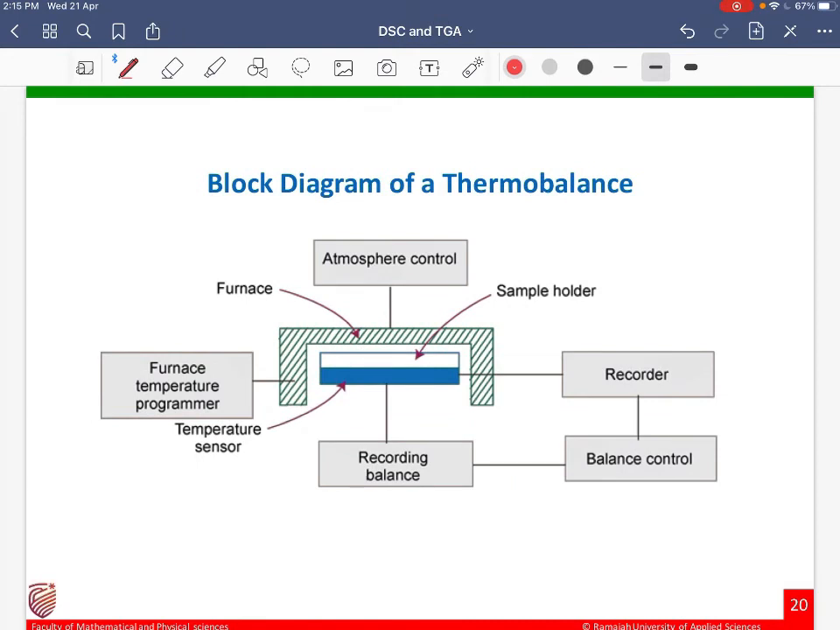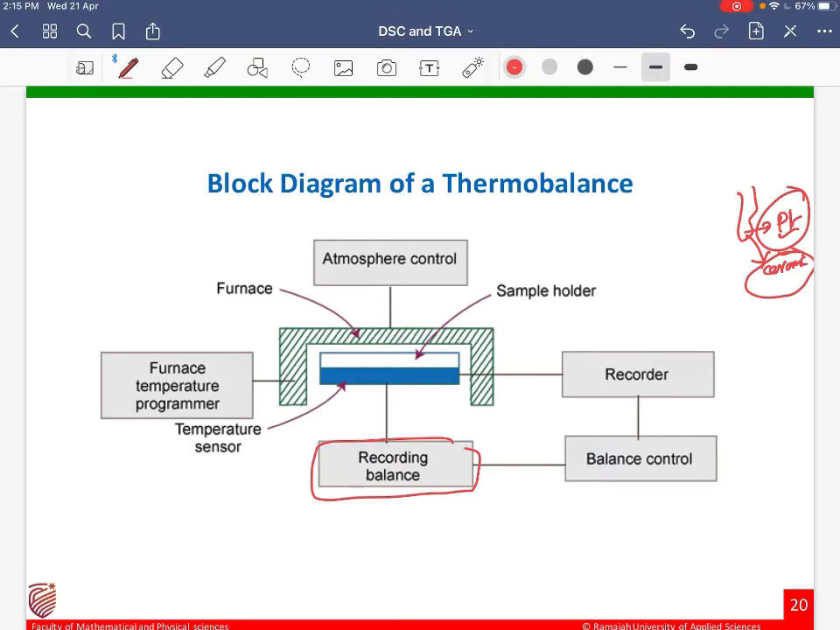Now, a block diagram of a thermobalance, which is an essential part of thermogravimetric analysis. Here there is a recording balance where we have to keep the sample in a holder. The holder is generally made of platinum or ceramic, both of which can withstand very high temperature. If you want to withstand very high temperature, we have to use ceramics. For example, for polymer, we keep the temperature at a maximum of 700 degrees Celsius. For that case, platinum is fine.